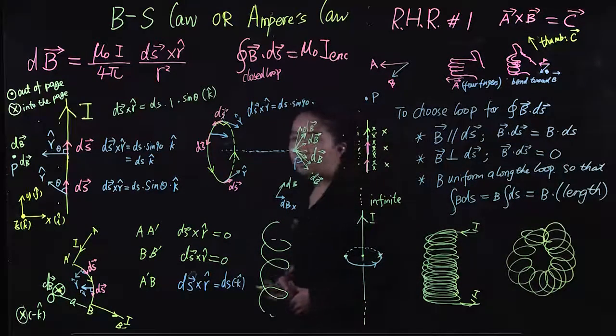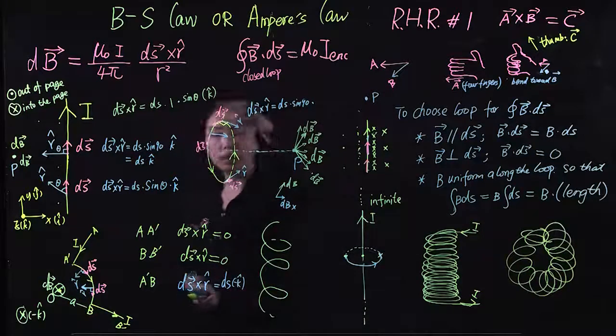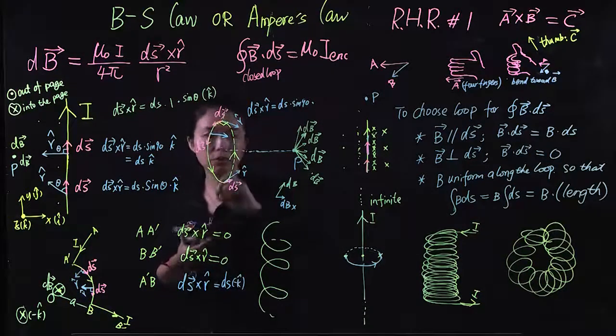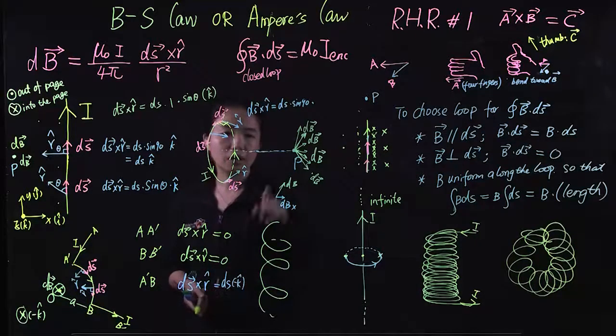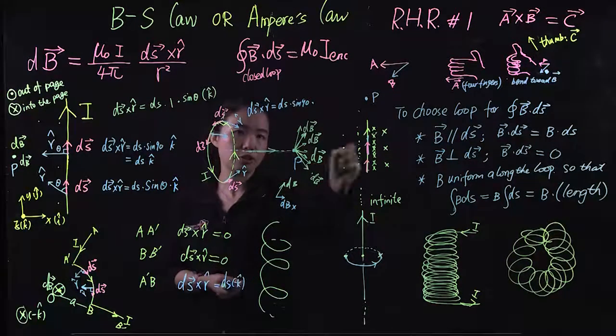We can also look at some other cases. If we have a ring which has a current I going through, we know that it creates a complicated B field along the center axis, in that direction. The total net contribution is that way.